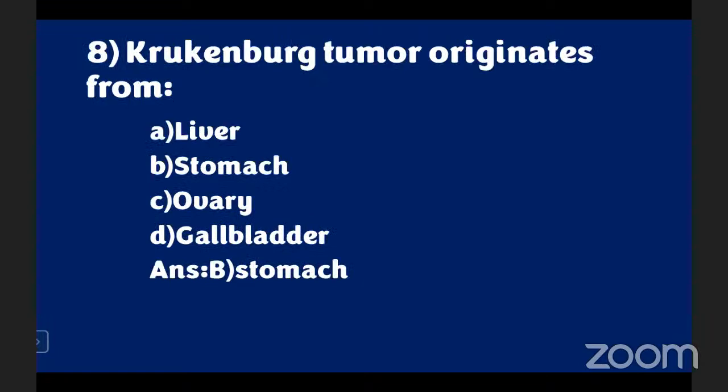Next one is the Krukenberg tumor originates from option A, liver. Option B, stomach. Option C, ovary. Option D, gallbladder. Answer is option B, stomach.